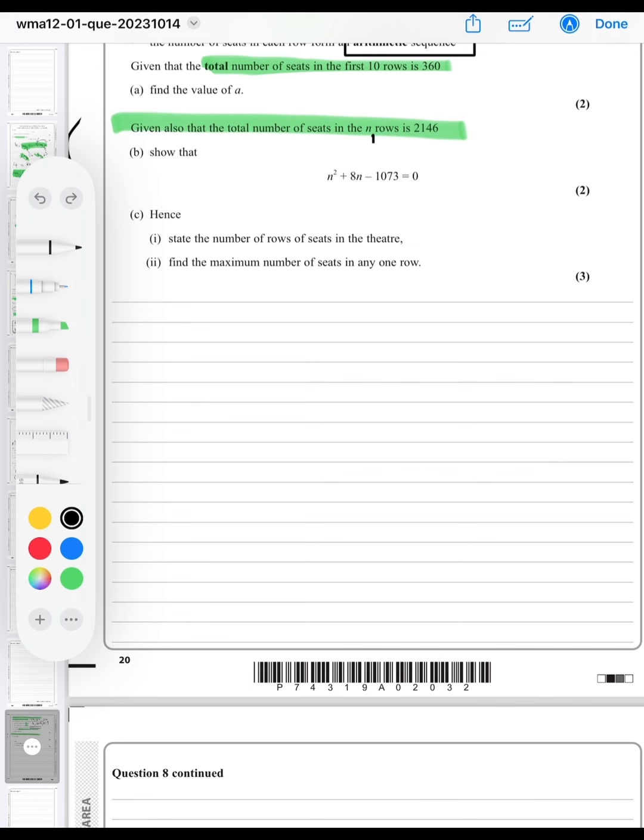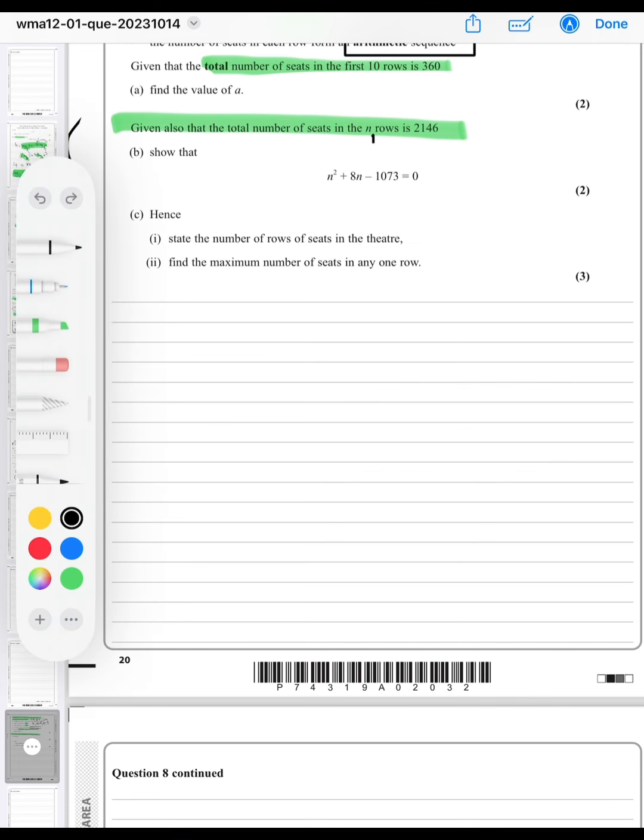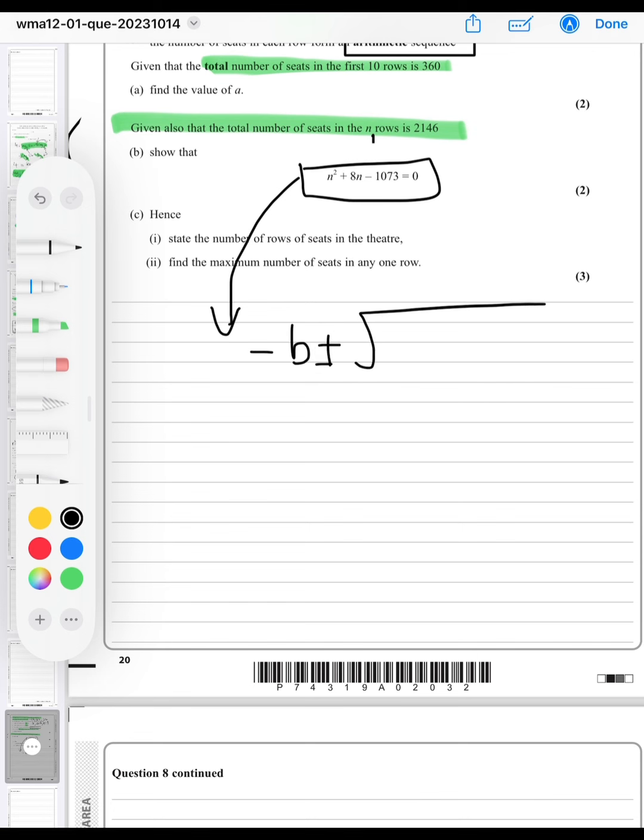Hence state the number of rows of seats in the theater. So now first of all we will solve this one, because n is representing the rows. We can solve this by putting the values in the quadratic formula or by middle term break. But middle term break seems like it will give us a very big number, so it seems time consuming. So we'll just put this in the quadratic formula, minus b plus minus root of b square minus 4ac upon 2a.